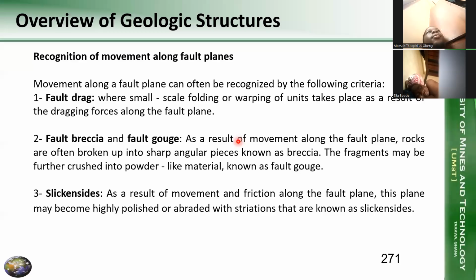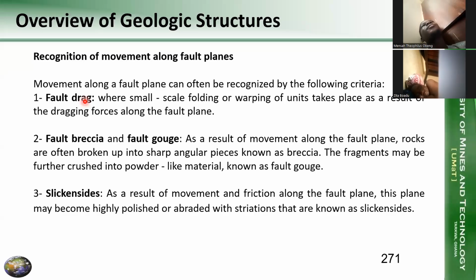How are we able to identify faults in the field? How do we identify faults? There are three things we have to talk about: fault drag, fault breccia, and slickensides. What is a fault drag? We have a small scale folding because we have one big block moving on the surface of the fault plane. And we call that the fault drag.